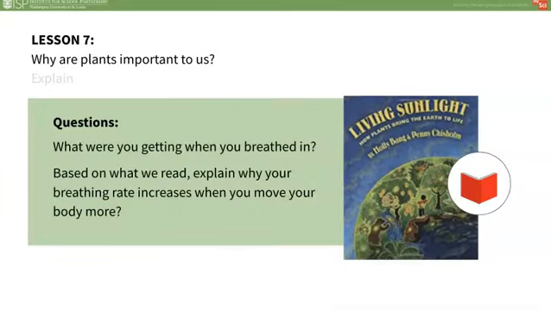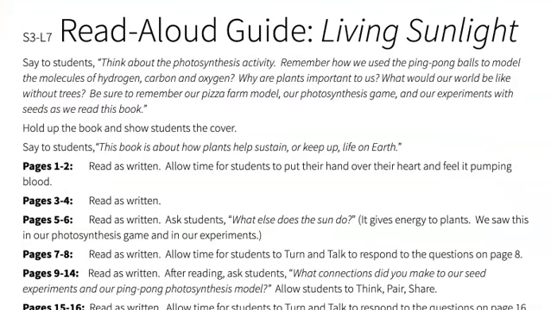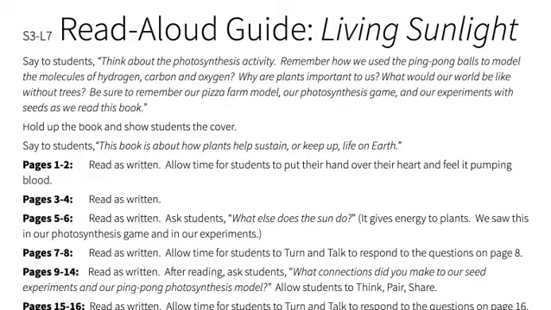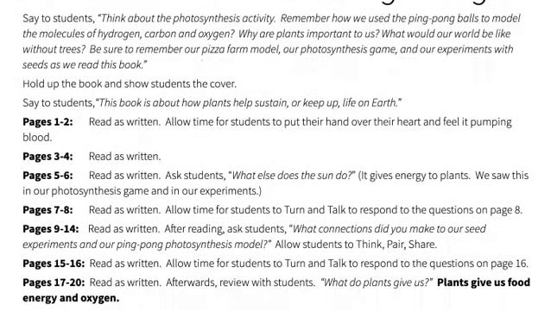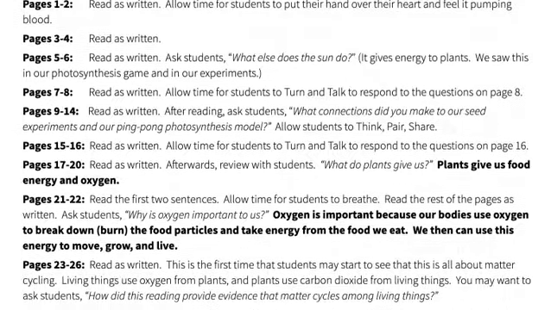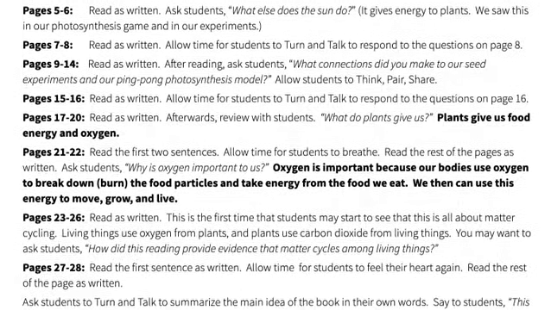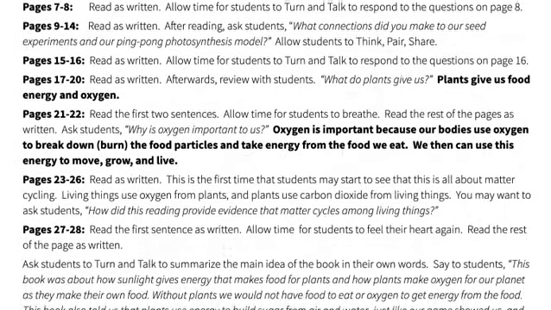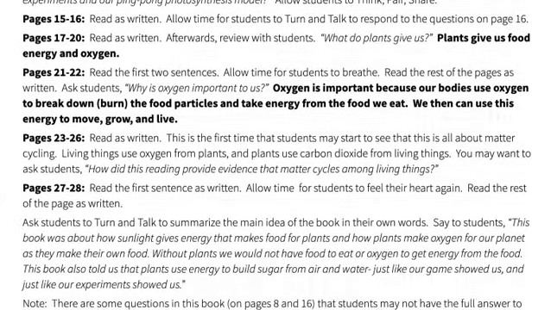In the Explain portion of this lesson, read the book, Living Sunlight, How Plants Bring the Earth to Life by Molly Bang and Penny Chisholm. Refer to the Read Aloud Guide on Teacher Page 15 for specific questions to ask and productive talk strategies. The last pages of this book are called Notes About This Book and provide a rich background information for the teacher or for advanced students.